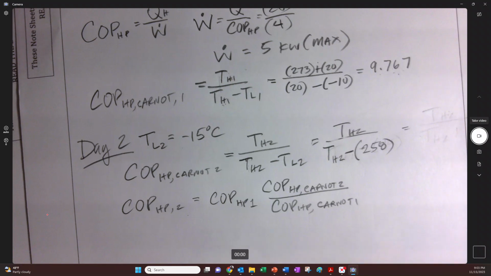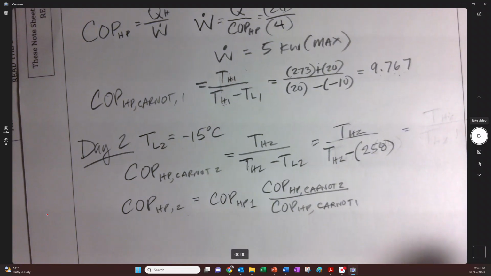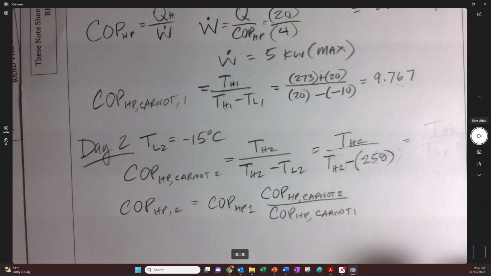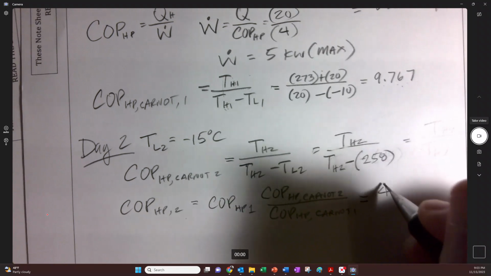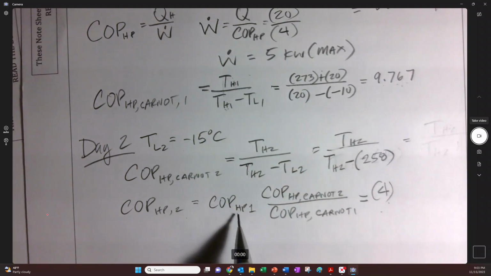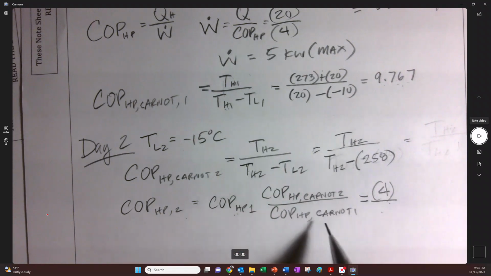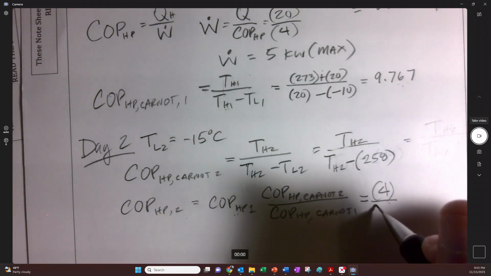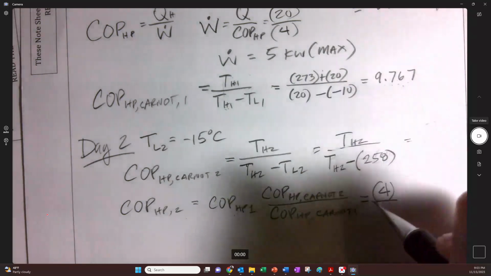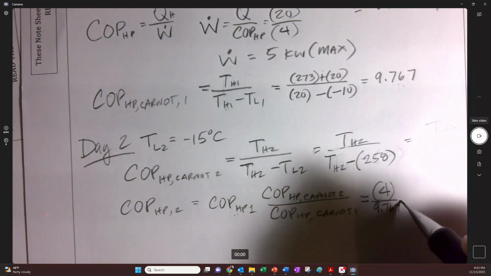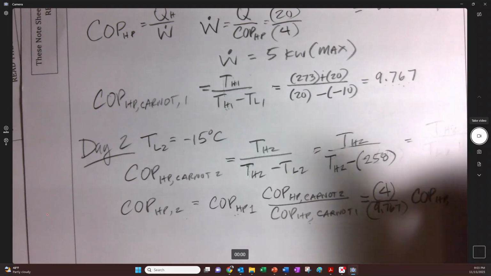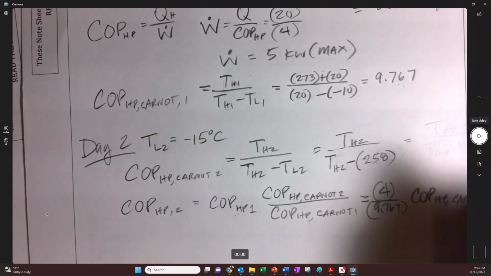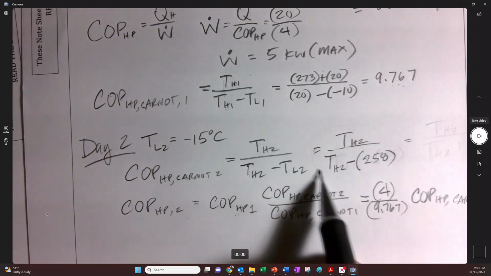Let me see, one second. And let's see, that's going to be 4, that guy, divided by this guy on the bottom. We just had 9.767. And then that's going to be COP HP Carnot 2, which we just got right here. All right.